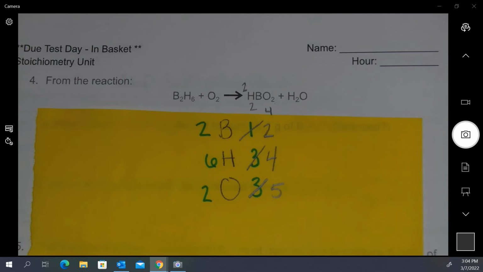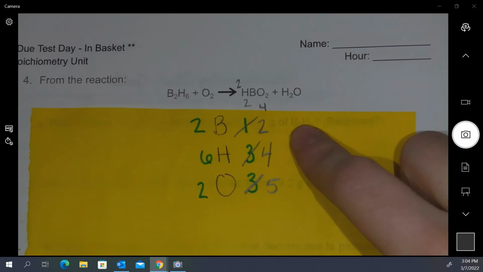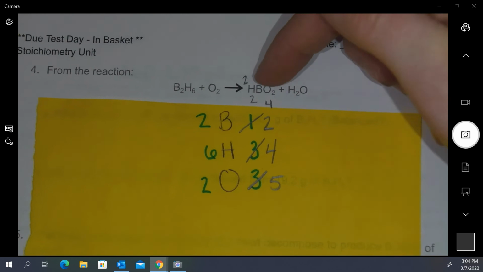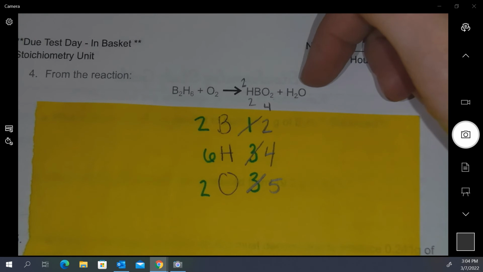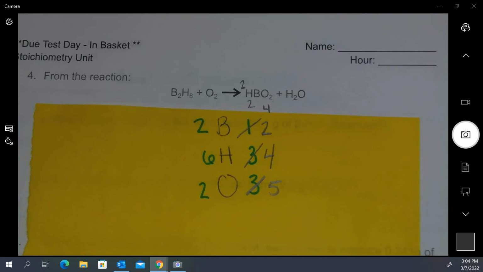Boron is set. Hydrogen and oxygen are not. What is something I could do to try to change my hydrogen and oxygen count? I want to change my hydrogen and oxygen count on the right side. I've already changed HBO2. Could I put something in front of H2O? What could I put there? A 2. Okay, so let's put a 2 there.